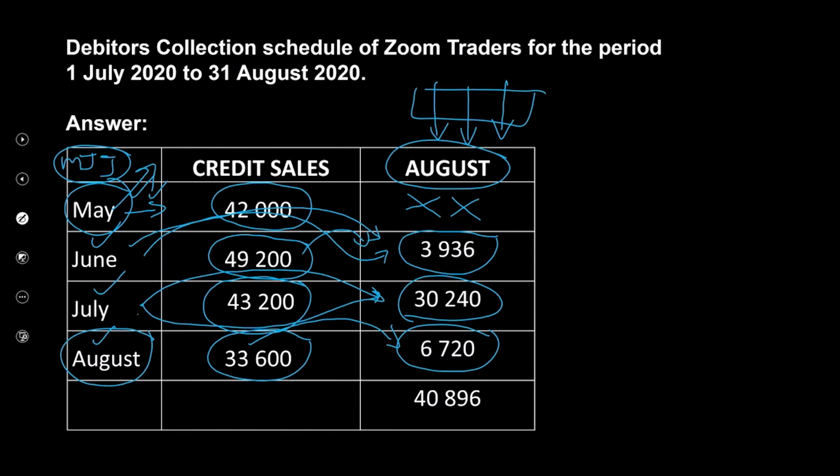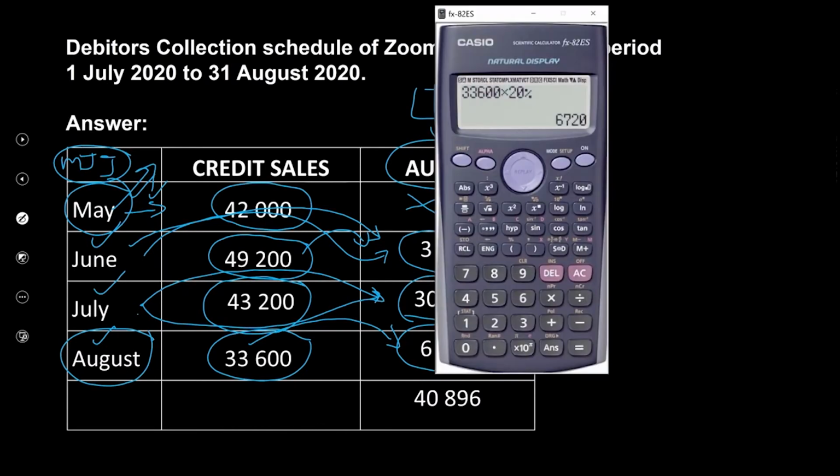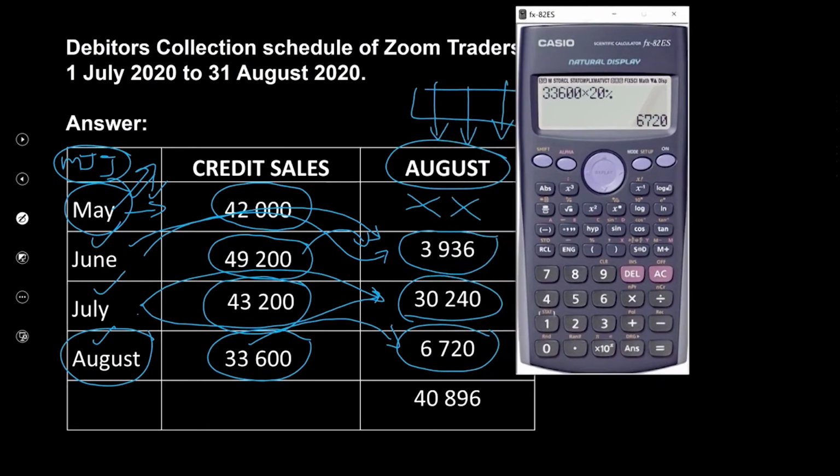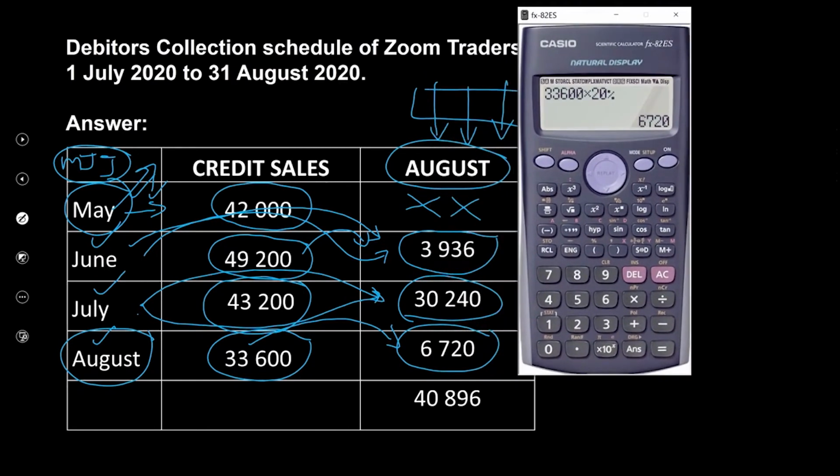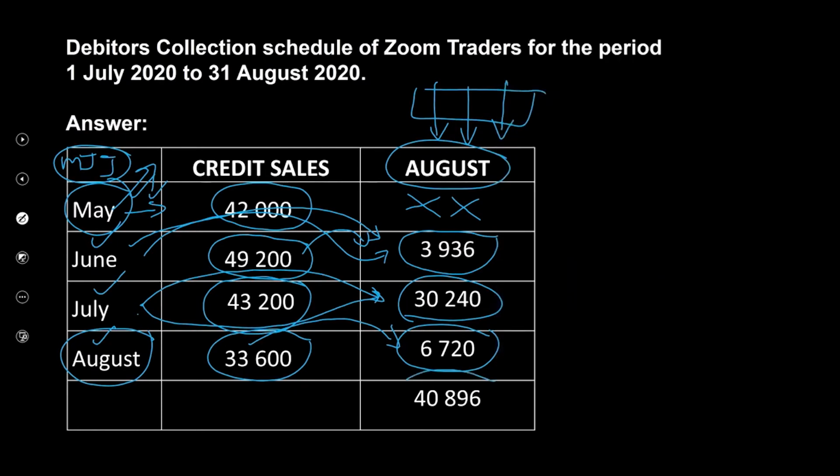All that we do now is we take our figures here, right? And what do we have? Let's take our components. It's the 3,936, which was for the month of June, plus your 30,240 for the month of July, plus your 6,720 for the month of August. And that gave you a figure of 40,896. As you can see, there's your 40,896.